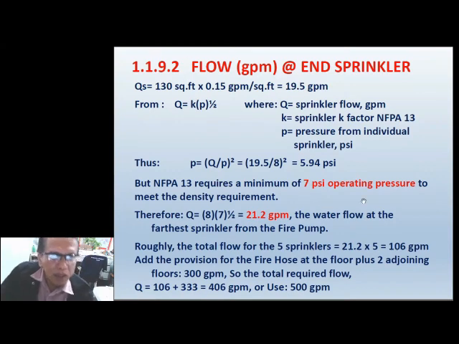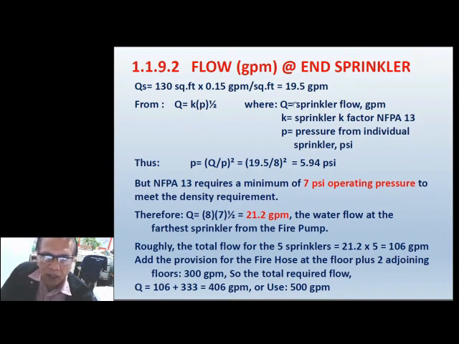So, just to give you an idea, Q sub S, the volume of water coming out in the farthest sprinkler, is equal to 130 square foot area times 0.15 gallons per minute per square foot area, which is 19.5 gallons per minute. And the formula for this is Q is equal to K times P raised to 1 half, or K, a constant, times the square root of P, the pressure.